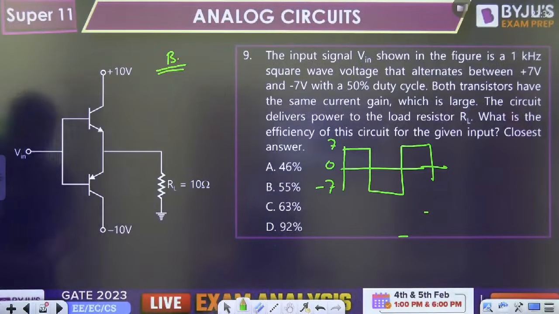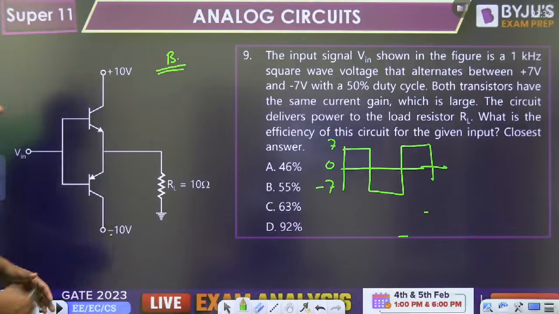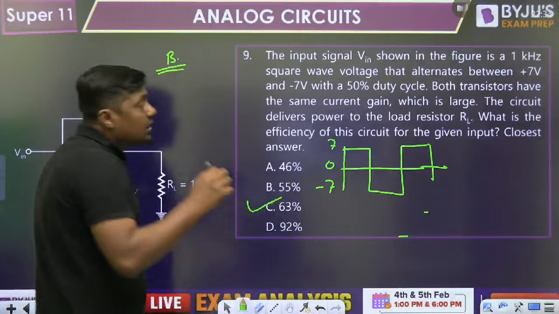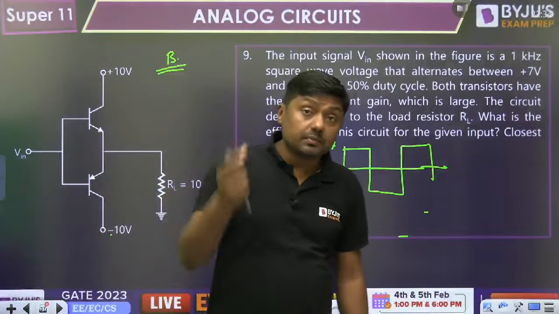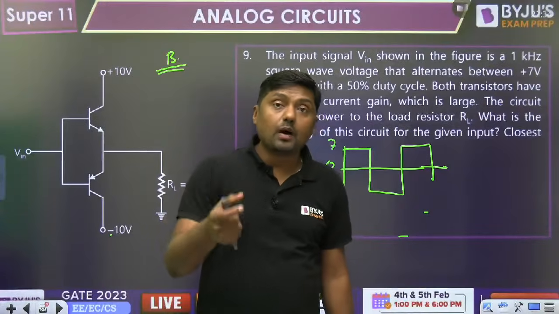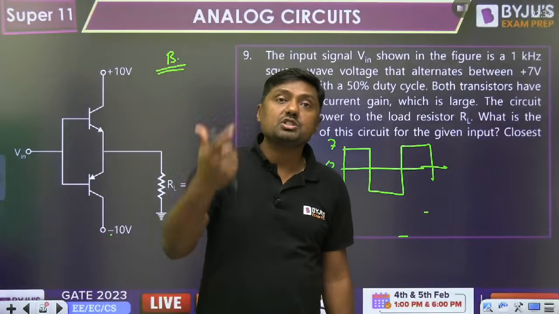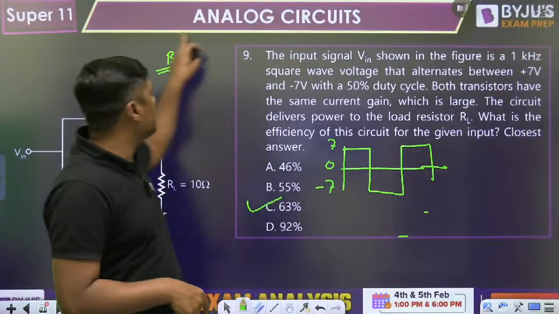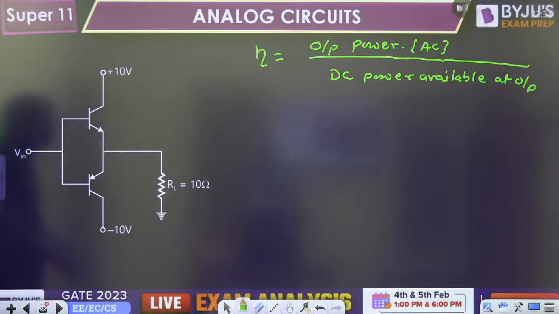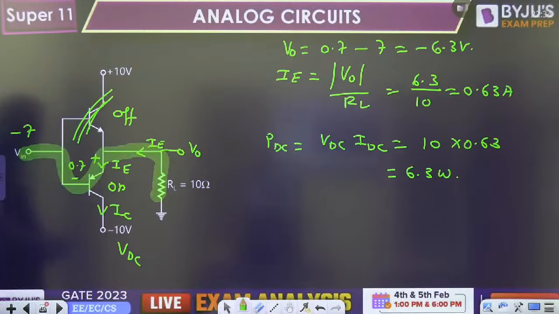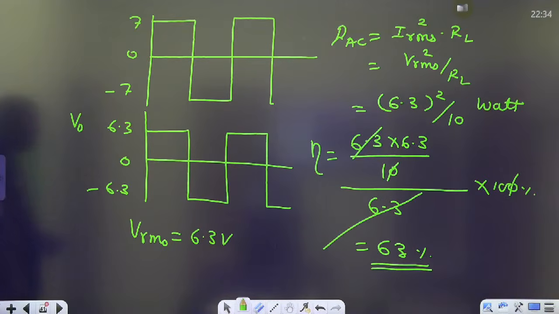Now, the last two questions. Okay. Ready? This is a very, very important one, 63. Because you will get the idea of how to find the RMS value, VRMS, and how to find the AC power. What is the meaning of the DC power available at the output? This is the DC power available at the output. In this way, with the proper waveform and proper RMS value, you can find the answer.